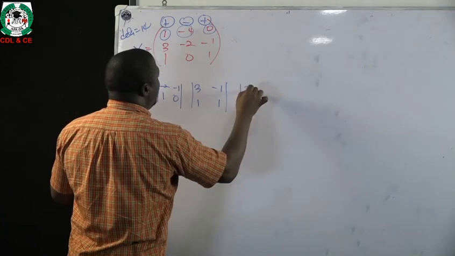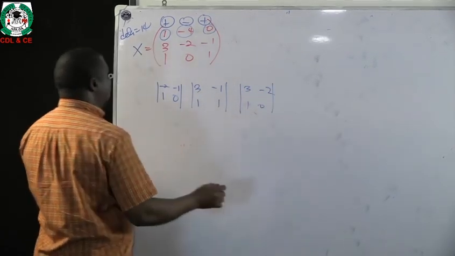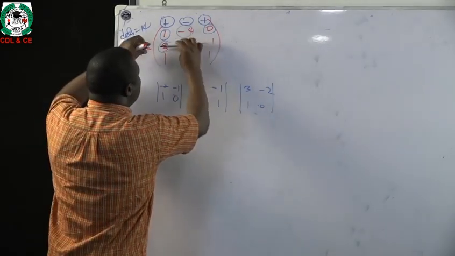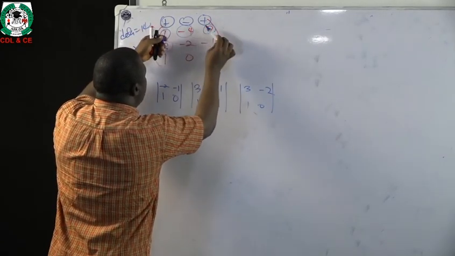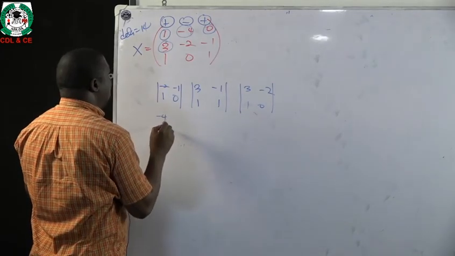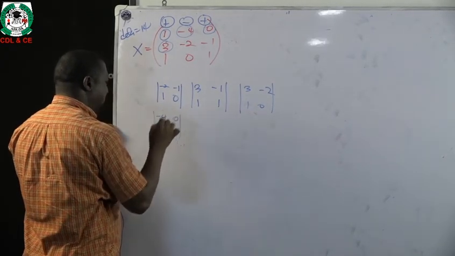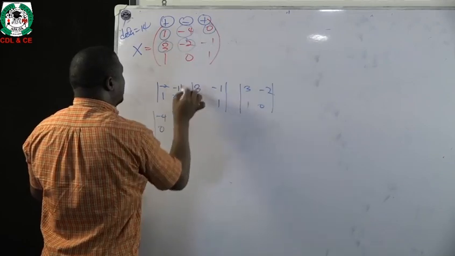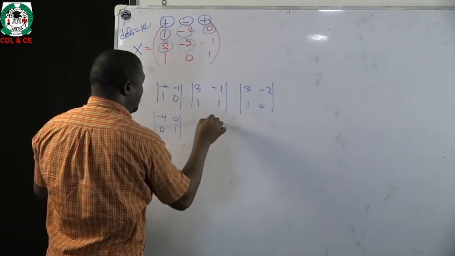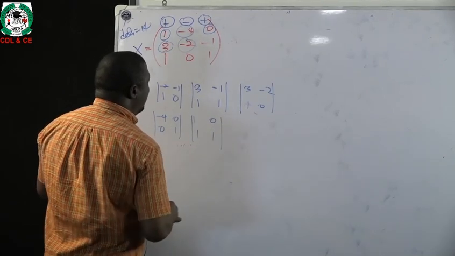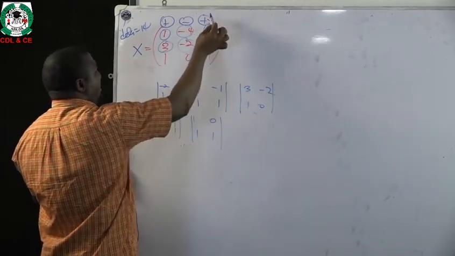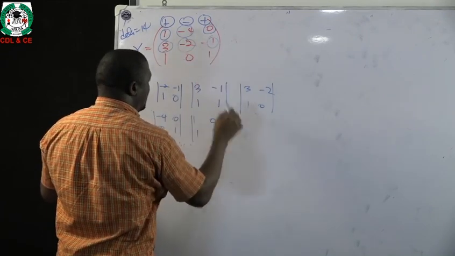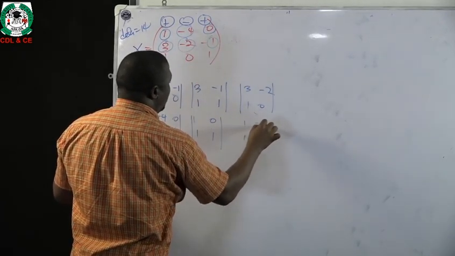Remember, we've done this before. 3, minus 2, 1, and 0. Similarly, we now come here. We want to replace here, so we cancel this row and this column. We are left with 4, 0, 0, 1. So we have minus 4, 0, 0, and 1. Similarly, for this middle one, we cancel the row and column to which it belongs. We have 1, 0, 1, 1. In the same fashion, we come here, eliminate the row, eliminate the column. Sorry, 1, 1, minus 4, 0. We have 1, 1, minus 4, 0.